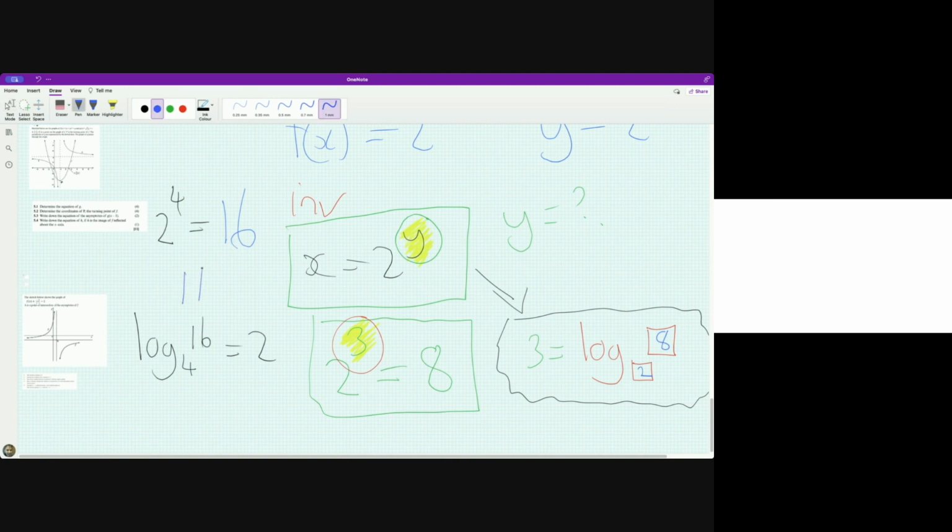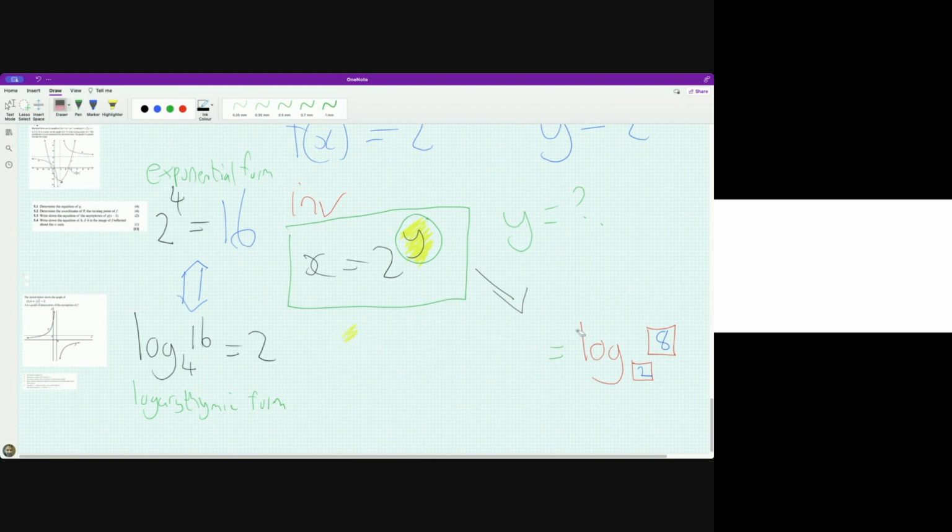Now, give me a thumbs up if you can see that there's a bit of a connection between this and this. So we call this the exponential form of the relationship, and we call this the logarithmic form of the relationship. And they're actually the same relationship, they're just written in different ways. But I just want to finish today with a few more little fun things around logs. And then in the next lesson, I'll come back to how we solve this problem here.